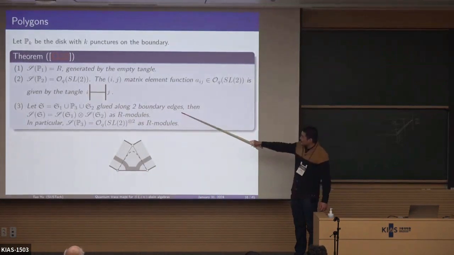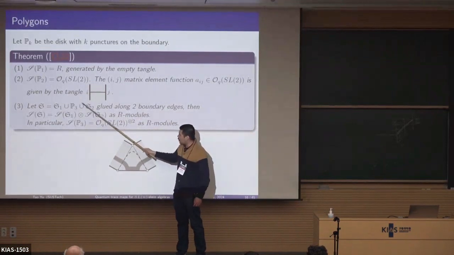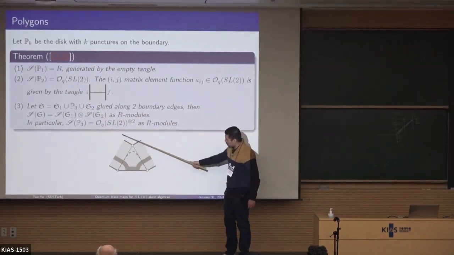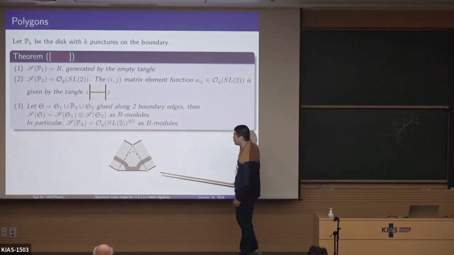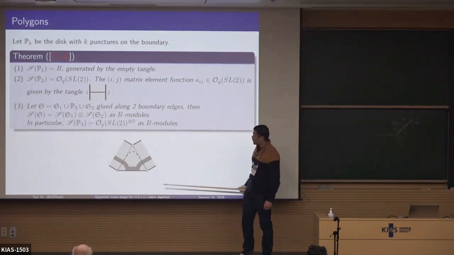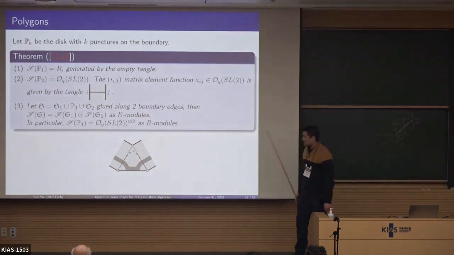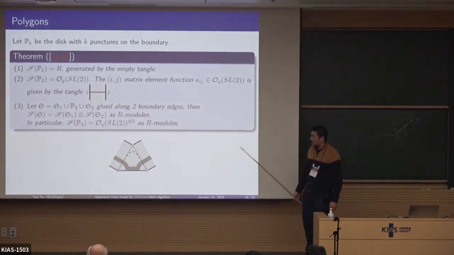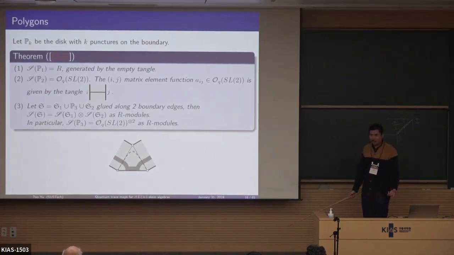And finally, we have this result where if you glue two surfaces along a triangle like this, so imagine this is S1, this is S2, and this is a triangle that we're gluing them, and they're glued along these two edges. Then the stated skein algebra decomposes as a tensor product as modules, but not as algebras. If you want to get the algebra structure correct, you need to take the tensor product in some braided tensor category, but I don't want to define that.